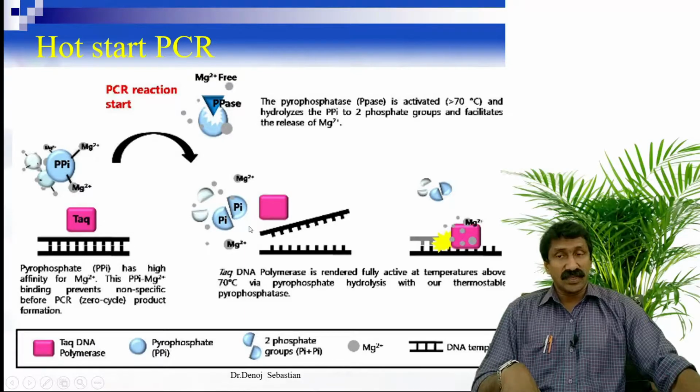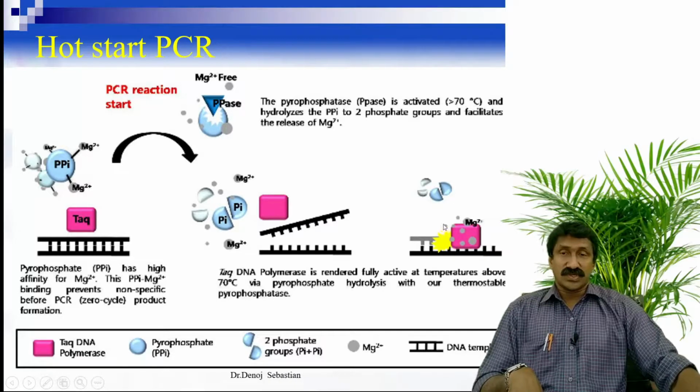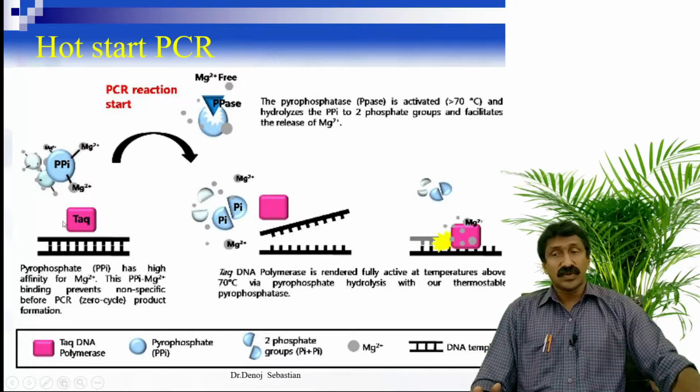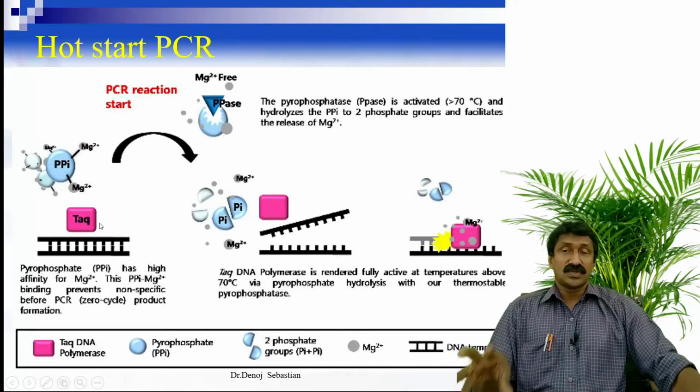So once the pyrophosphate is cleaved and the magnesium is released, at 70 degrees Celsius the template DNA will unwind, and the Taq polymerase is now free to bind with the magnesium ions. At that temperature, the Taq polymerase and magnesium ion in combination will bind with the template DNA and start the polymerization process. So this is how the hot start PCR works, and at lower temperatures this will not occur because pyrophosphate is bound with magnesium ions, so it will not be free for the reaction to start.